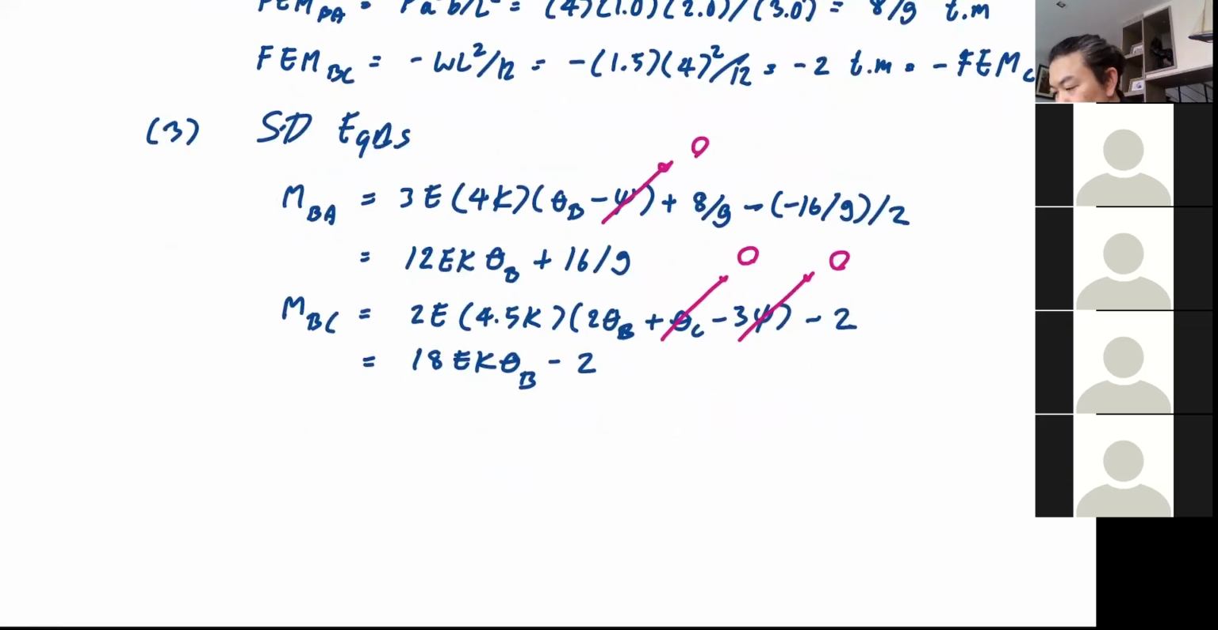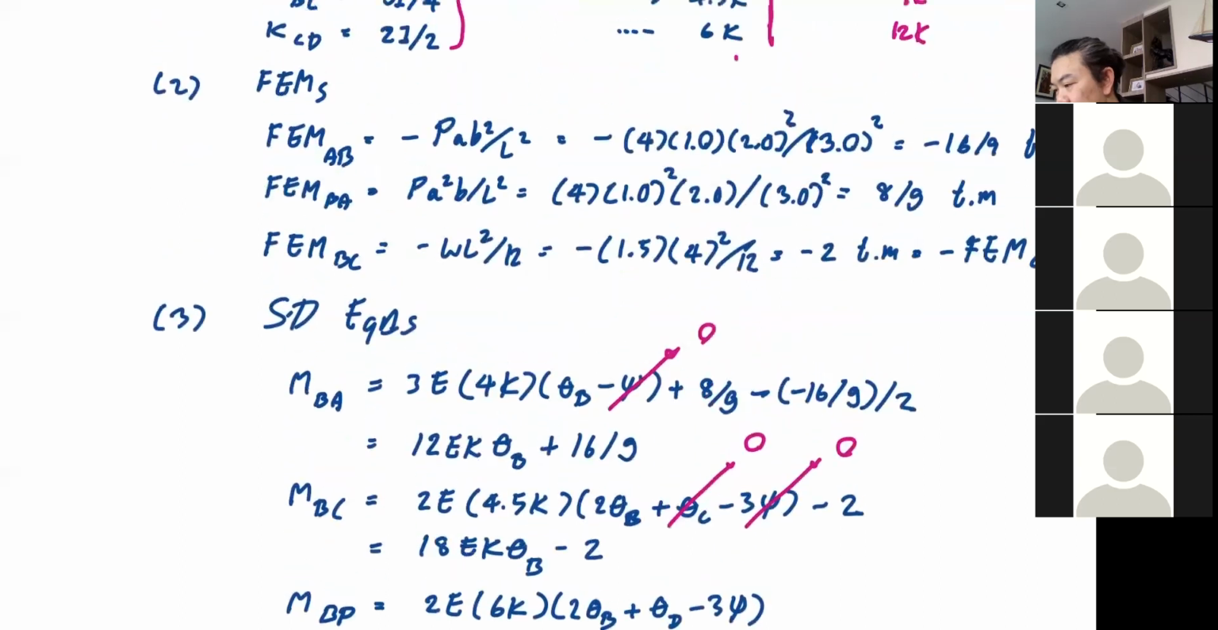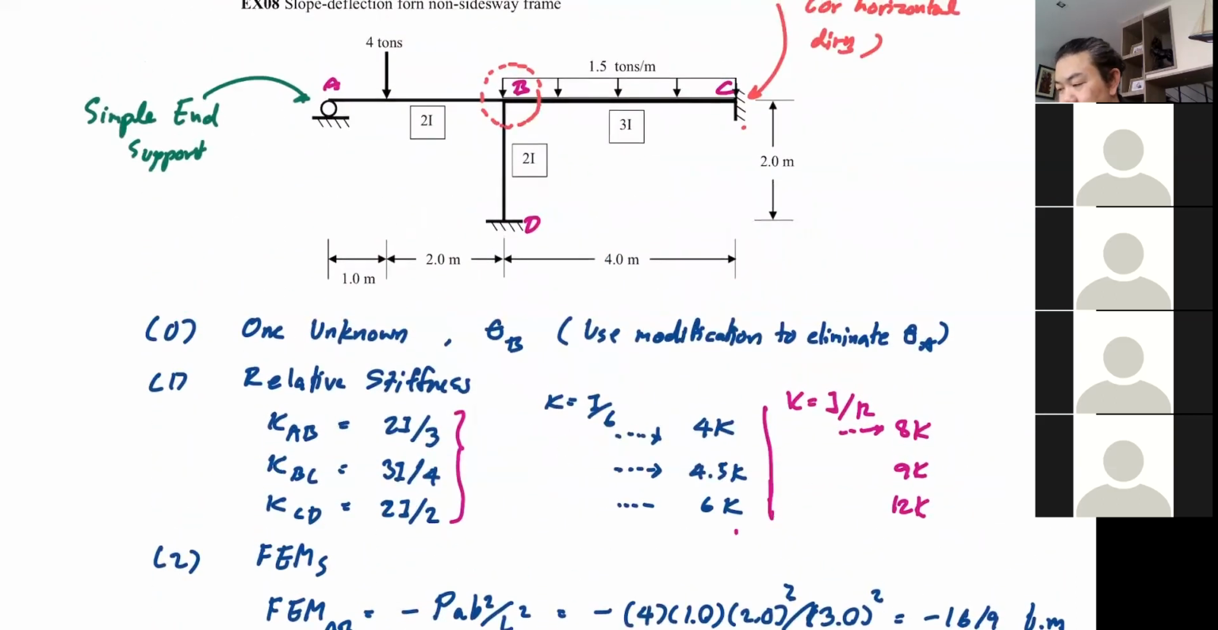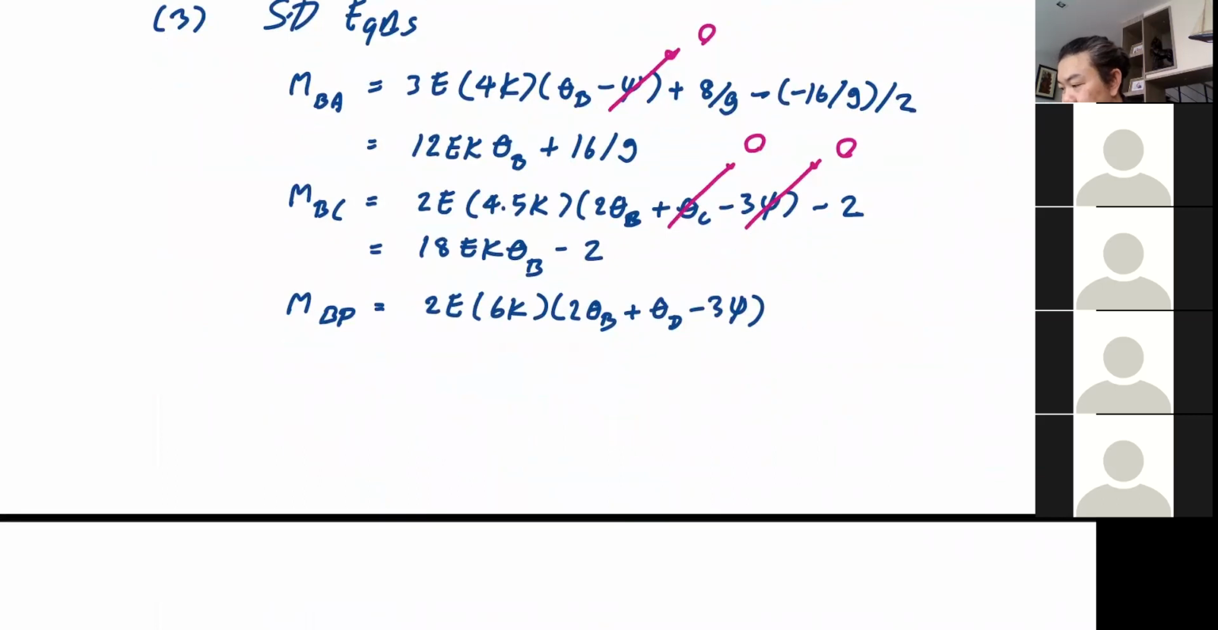And the next one, MBD, right? Yeah. So now we have 2E, K becomes 6K, and you have 2 theta B plus theta D minus 3 psi. And these guys don't have any fixed end moment. Right, just go back and take a look at the piece BD. See, it's just a column, it just stands there. So no fixed end moment. And again, this guy is 0 and we don't have sway. So this becomes, that's 12, 24, right?